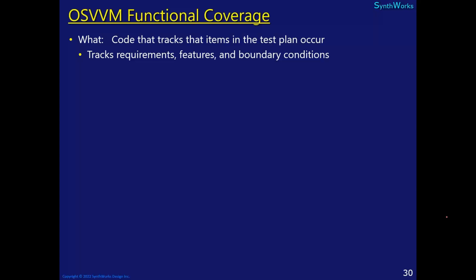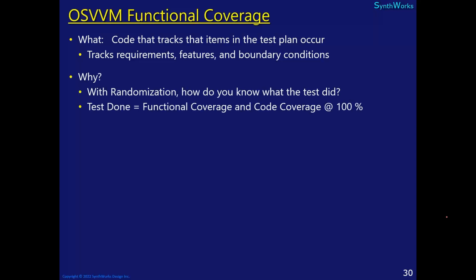Okay, so the next thing we might need to do is track some functional coverage. Okay, so functional coverage is simply code that tracks whether things in your test plan actually occur. So we're watching requirements, features, and boundary conditions. And why do we do this? Okay, so we need to make sure that a random test actually did what we claimed it did, but also for directed tests, as our complexity increases, it's a valuable thing there too. Okay, to make sure we really did what we set out to do, that we observed it doing what we set out to do.